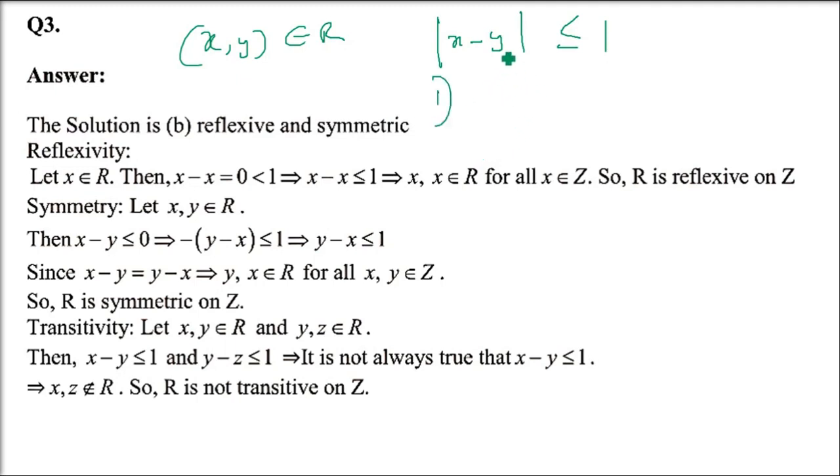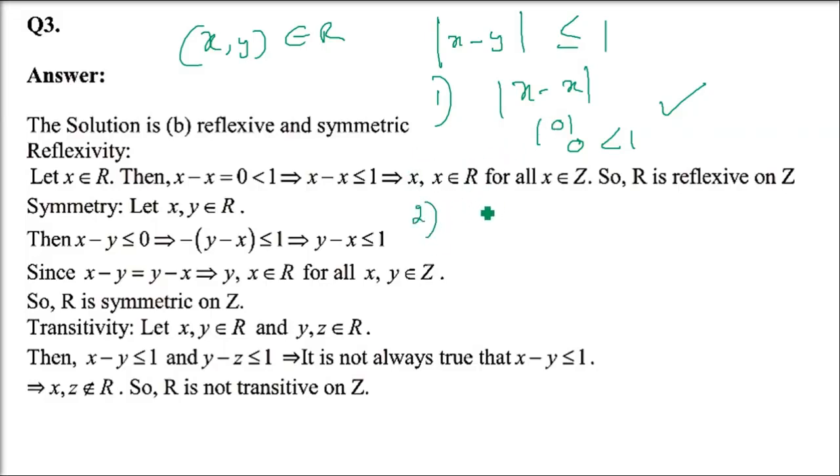Reflexive, I'm taking first. What do you have to do? Put y as x. So x minus x, and the mod is what? This is 0. 0 is less than or equal to 1. So this is true. This is reflexive. So the first option, reflexive, we have made it true. We'll check for all these three, then we'll see which options we have to choose.